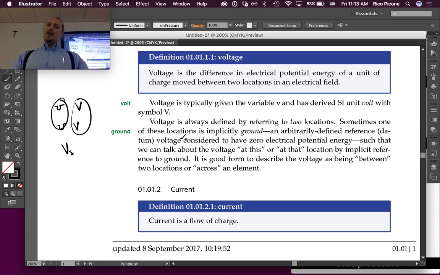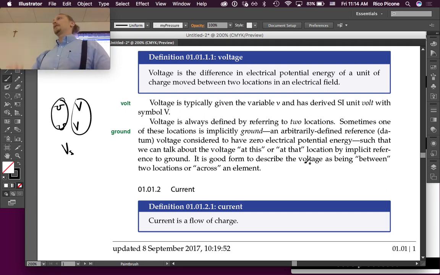We haven't talked about circuits yet, but in an electrical system, we define voltage as being relative to some datum, which we call ground, such that we can talk about the voltage at this or at that location by implicit reference to ground. But it's good form to describe the voltage as being between two locations or across an element, which refers to two locations. We can talk about voltage at, but we need to recognize that it means at that point relative to ground.